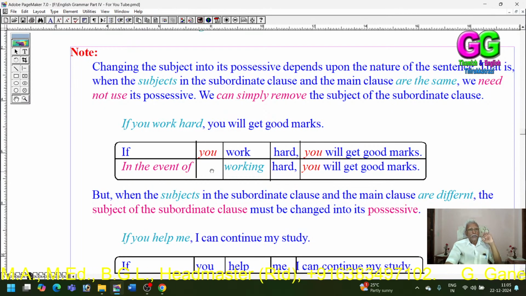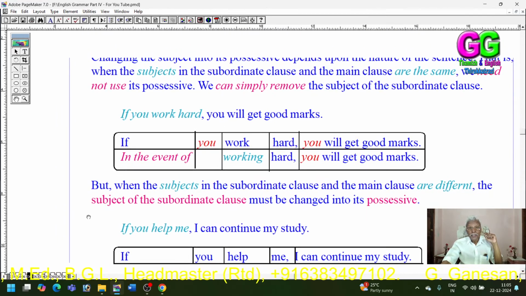If you convert it into a phrase, no wrong, but it is unnecessary. So it will be apt if in the event of working hard. If we say in the event of you are working hard, I explained previously, but here the action is, if the subject both in the subordinate class and the main class are the same, then we can drop the subject of the subordinate class. So if you work hard, you will get good marks can be simply converted into a simple sentence, into a phrase as in the event of working hard, you will get good marks.